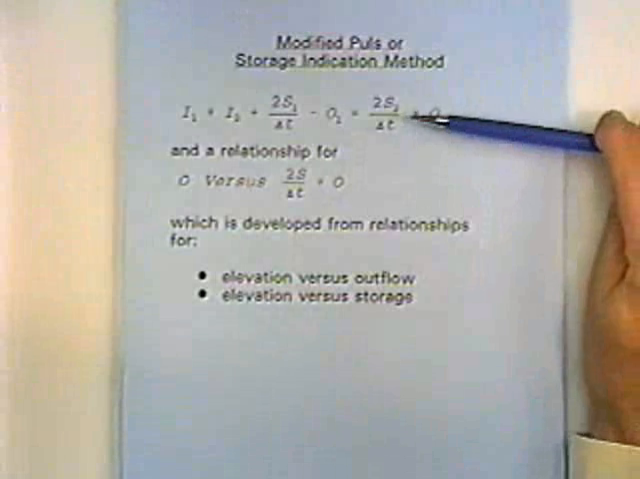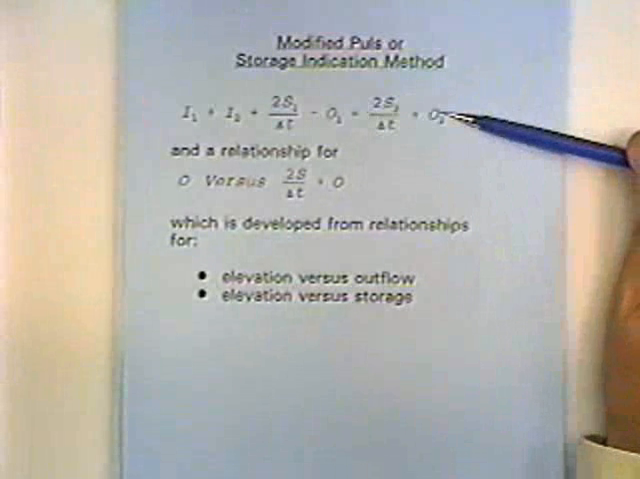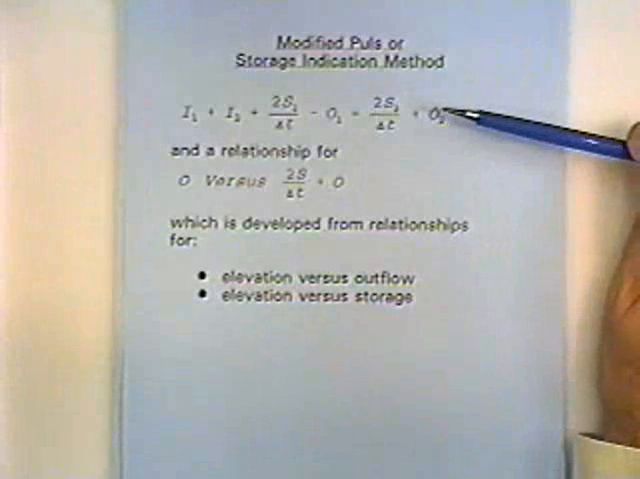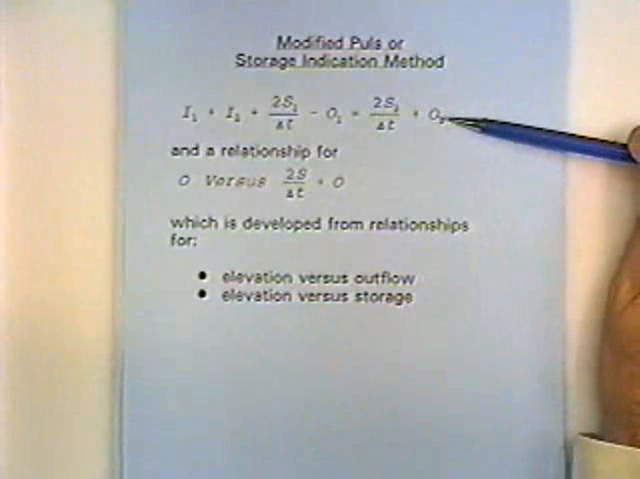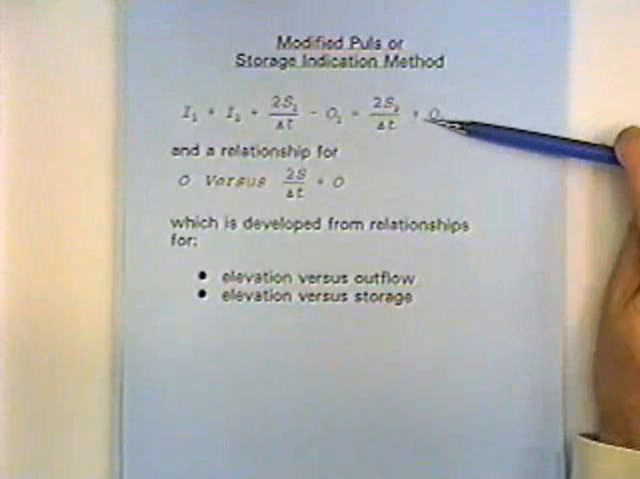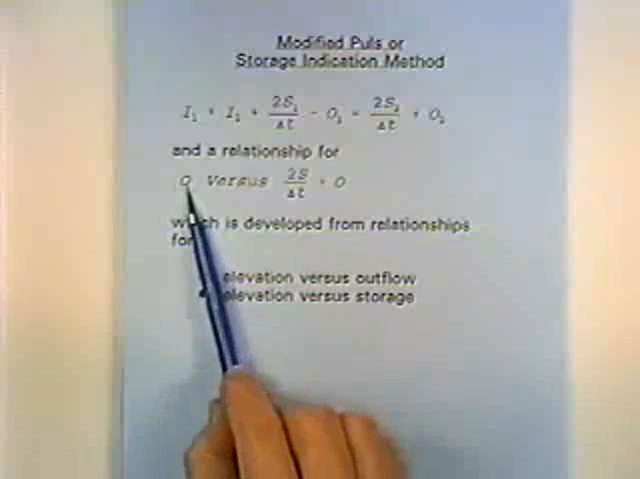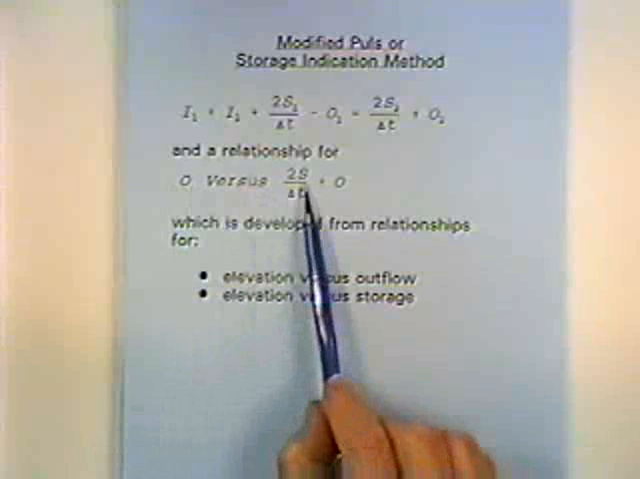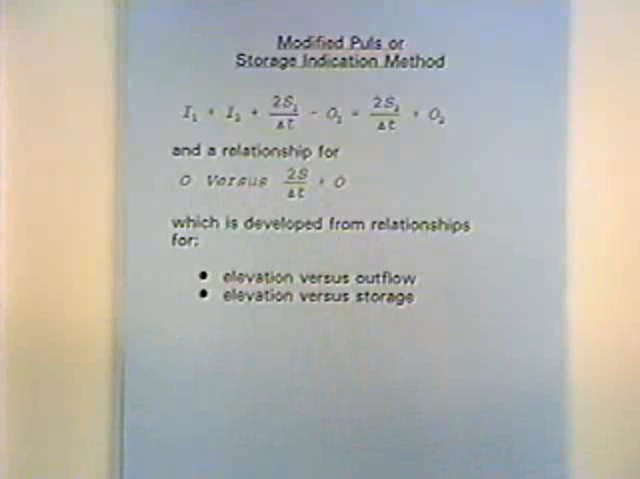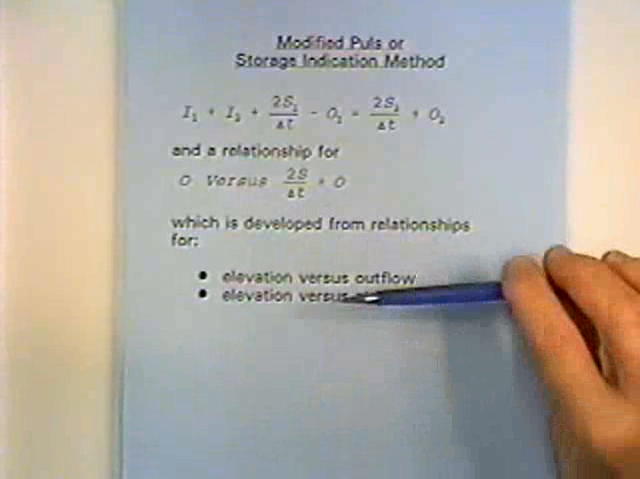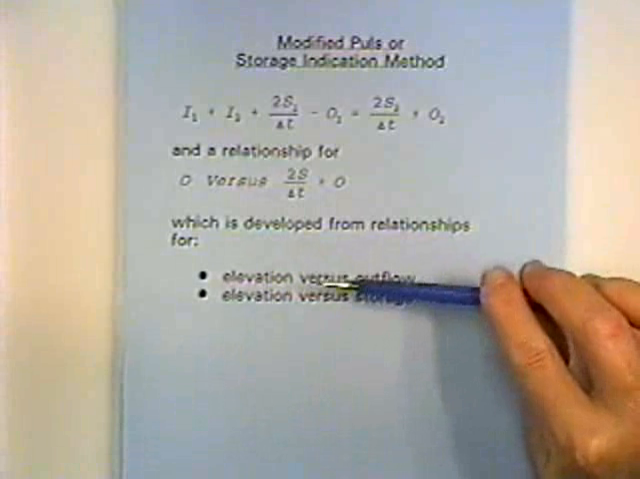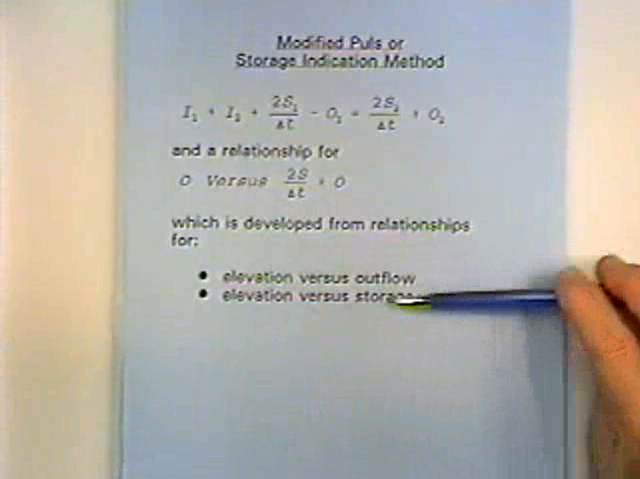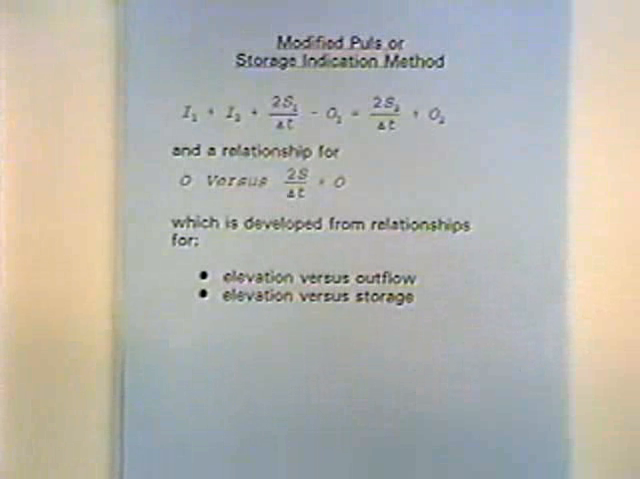And so what we do, we compute this term step by step, and having computed that term, what we really want to know is the outflow, so there's got to be a relationship between 2S over delta T plus the outflow. And so we've got to have a relationship between outflow and 2S over delta T plus outflow. And to get that relationship, you've got to have a relationship between elevation of the water surface versus outflow and elevation versus storage.